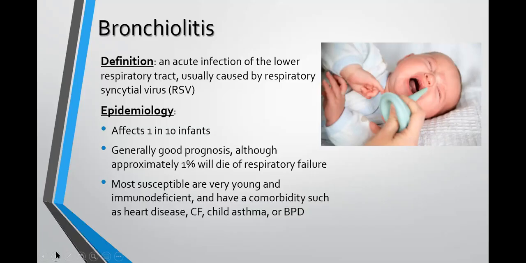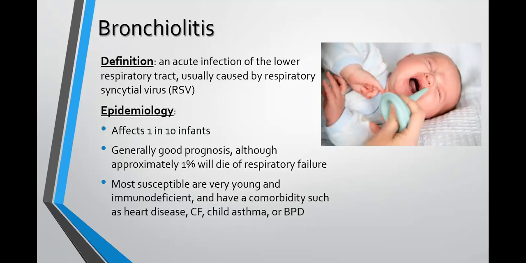All right, last one, bronchiolitis. Bronchiolitis comes from RSV, respiratory syncytial virus. When a baby gets the respiratory syncytial virus, it causes them to have bronchiolitis, which is inflammation of the bronchioles. Bronchitis is inflammation of the bronchi, and bronchiolitis is inflammation of the bronchioles. All right? It comes from RSV.